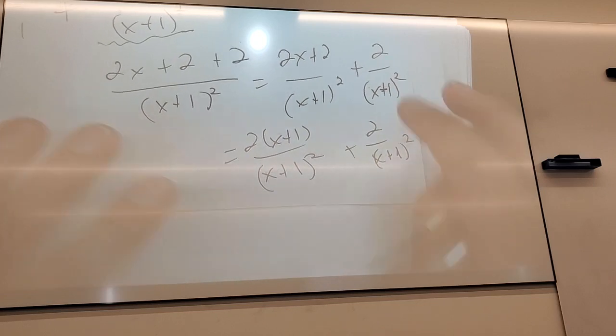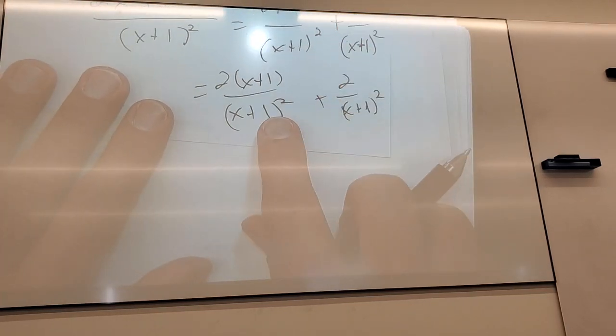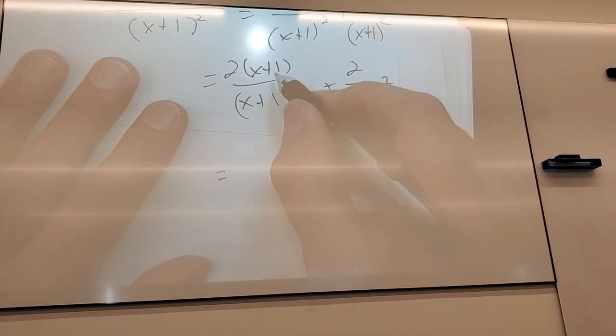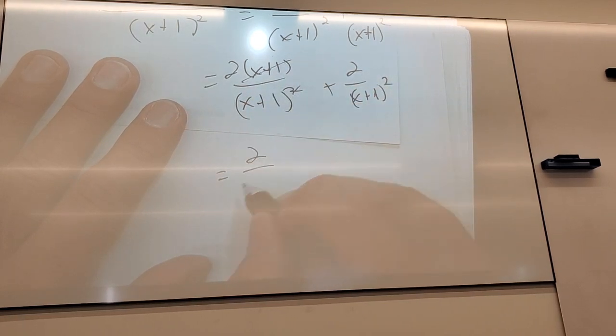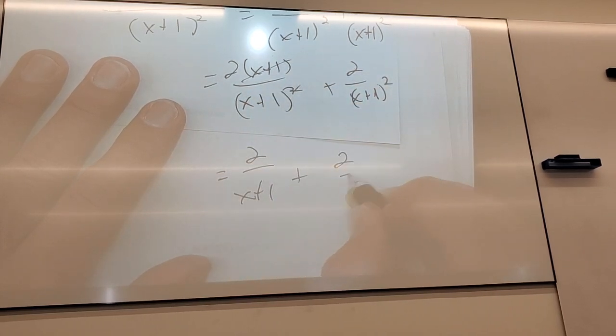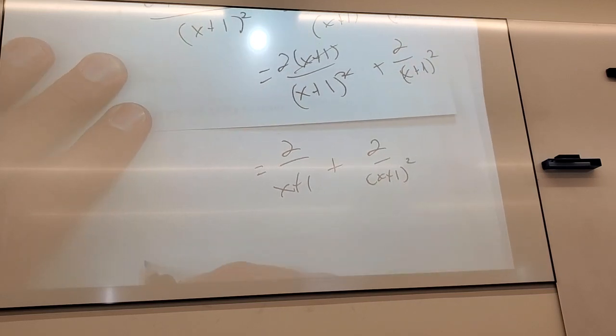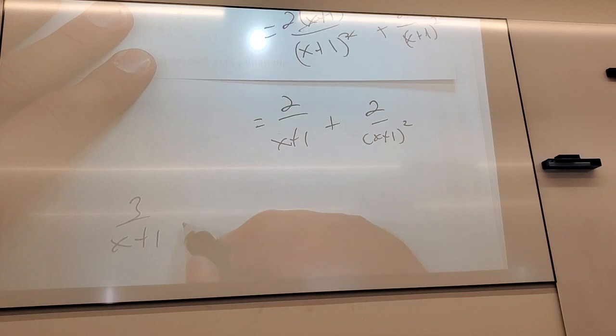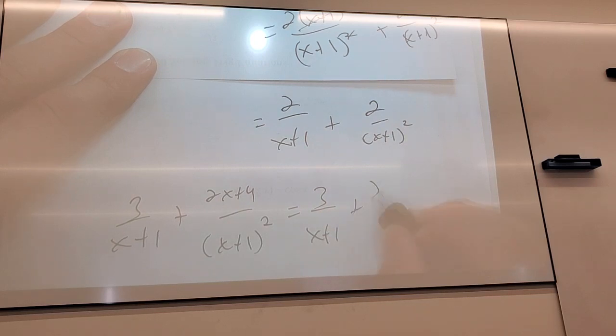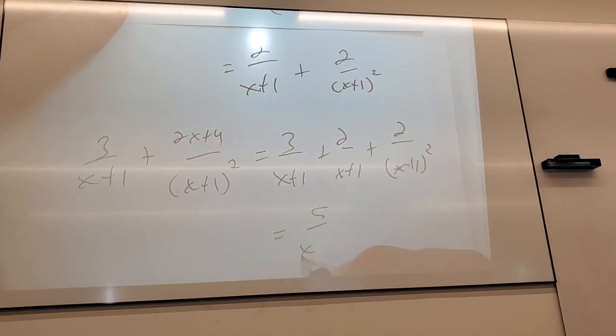What happens here, of course? One of the x plus 1's cancels. I get 2 over x plus 1 plus 2 over x plus 1 squared. So if I come back to my original question, it was 3 over x plus 1 plus 2x plus 4 over x plus 1 squared. But that is equal to 3 over x plus 1 plus 2 over x plus 1 plus 2 over x plus 1 squared, which is 5 over x plus 1 plus 2 over x plus 1 squared.